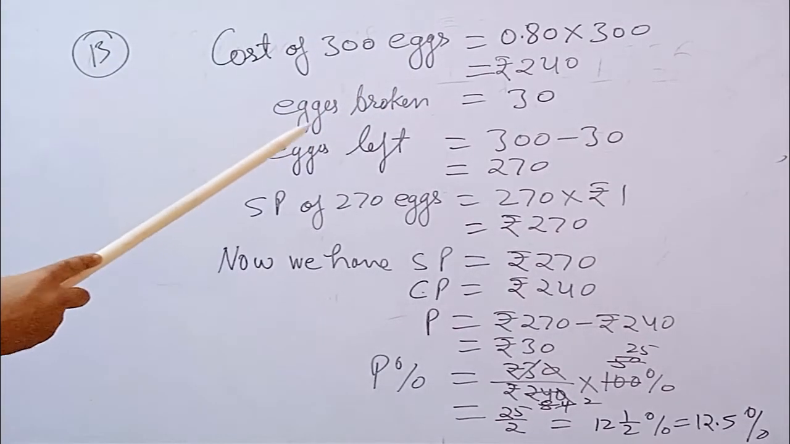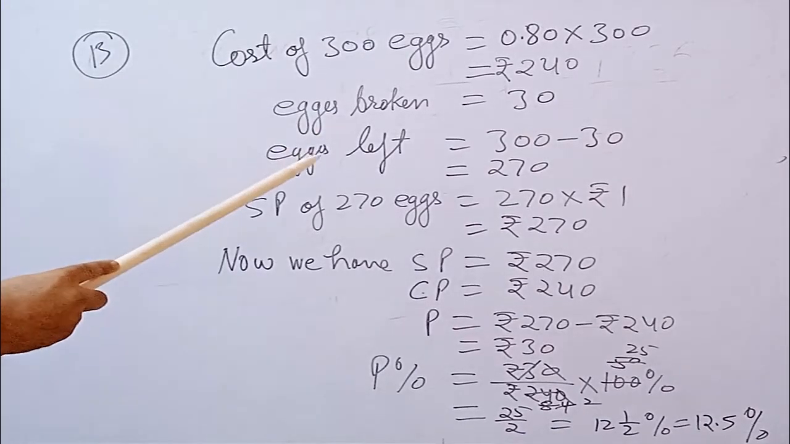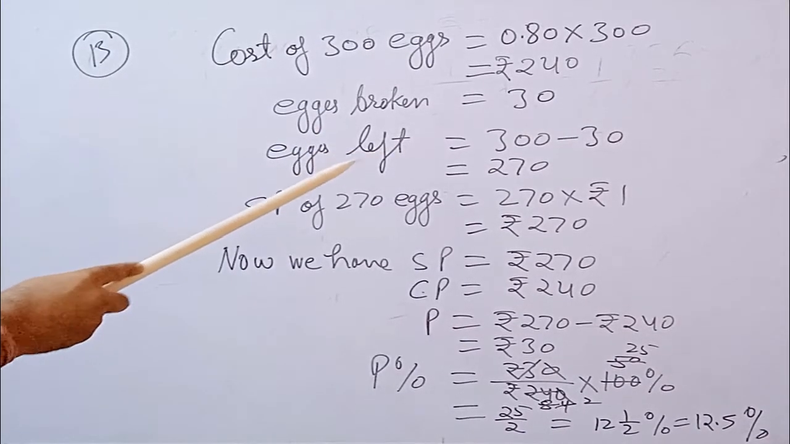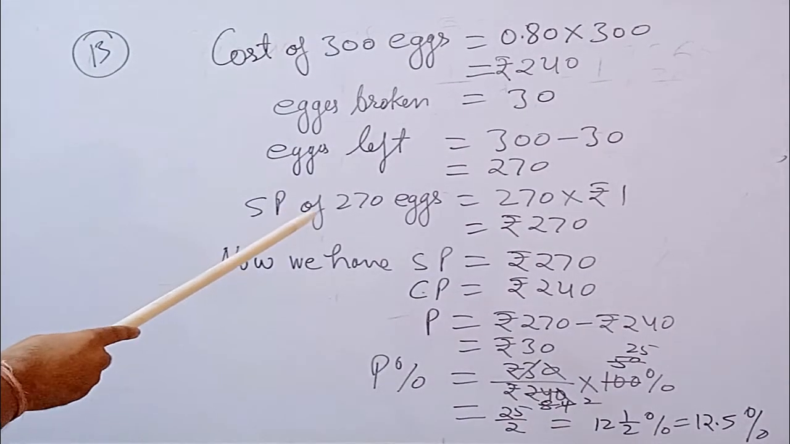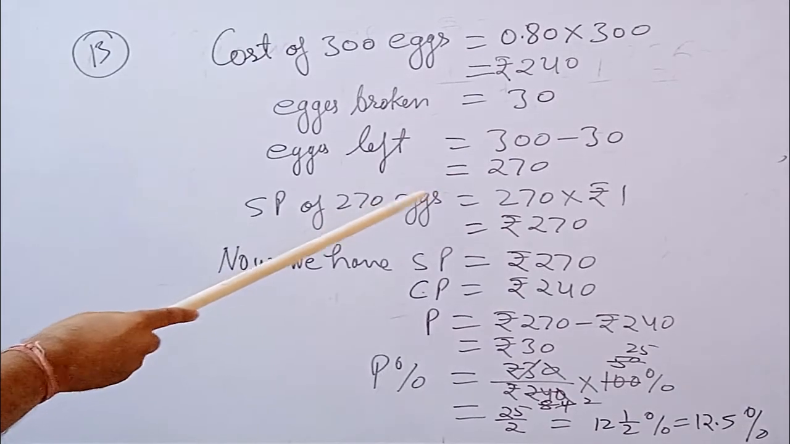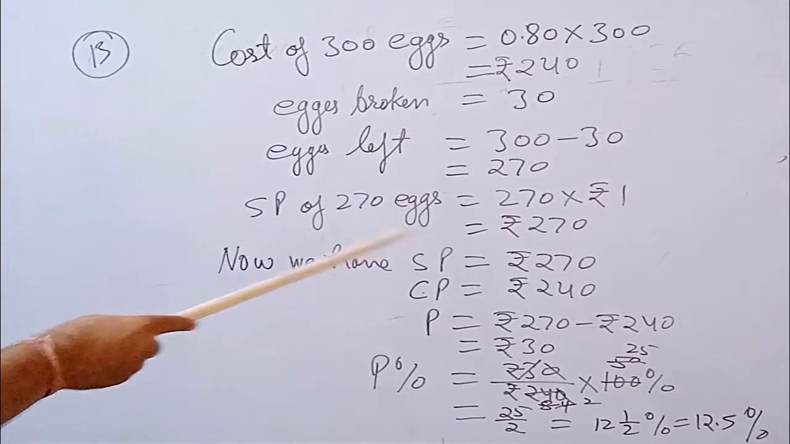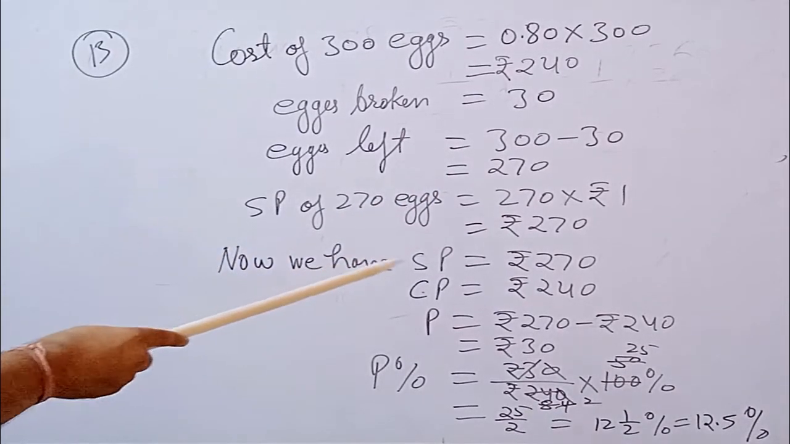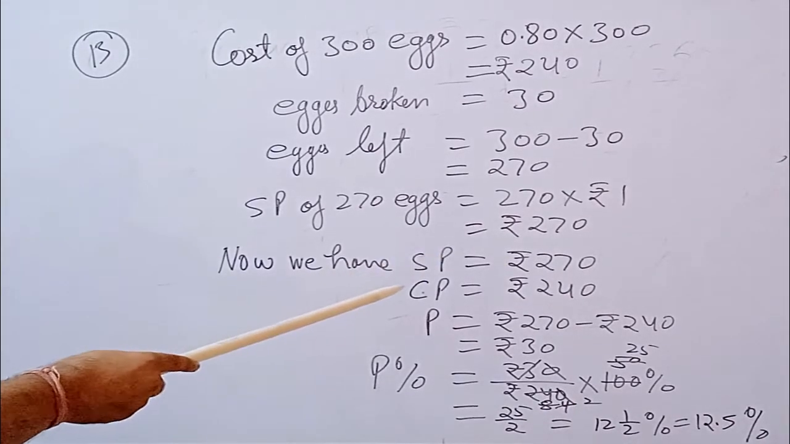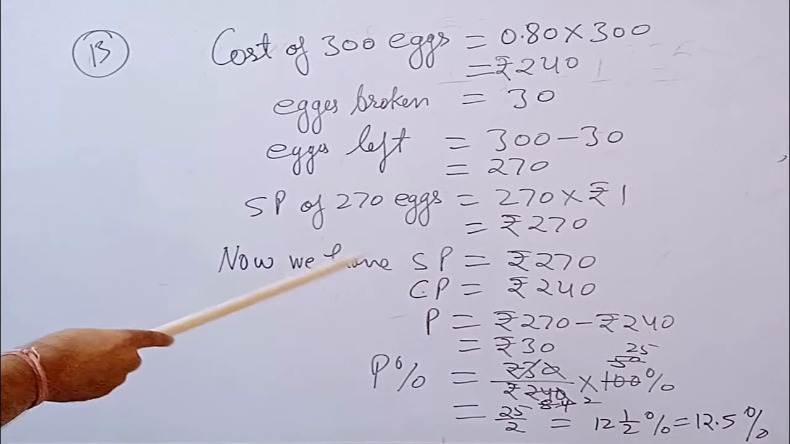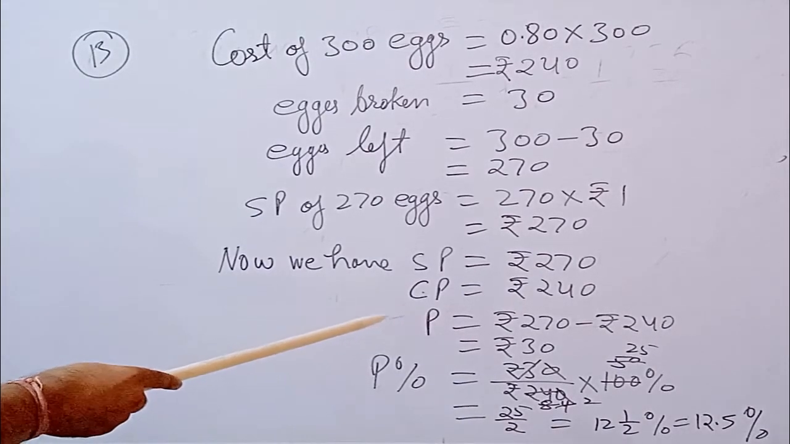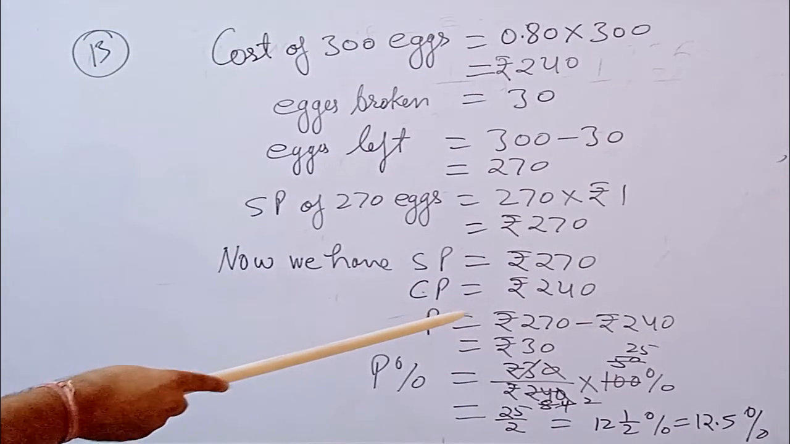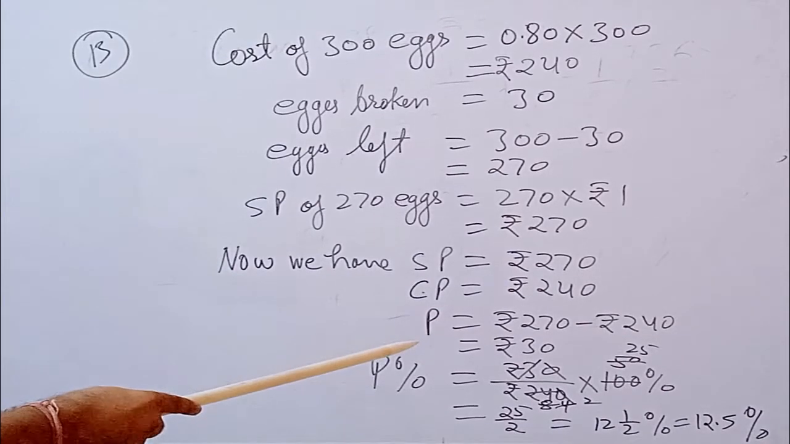Now eggs are broken. How many eggs are broken? 30. So eggs left equal 300 minus 30, that is 270 eggs. Now the selling price of the 270 eggs at the rate of rupees 1 is rupees 270. So selling price equals rupees 270, cost price equals rupees 240. As the selling price is more than the cost price, we have a profit. Profit is rupees 270 minus rupees 240, that is rupees 30.